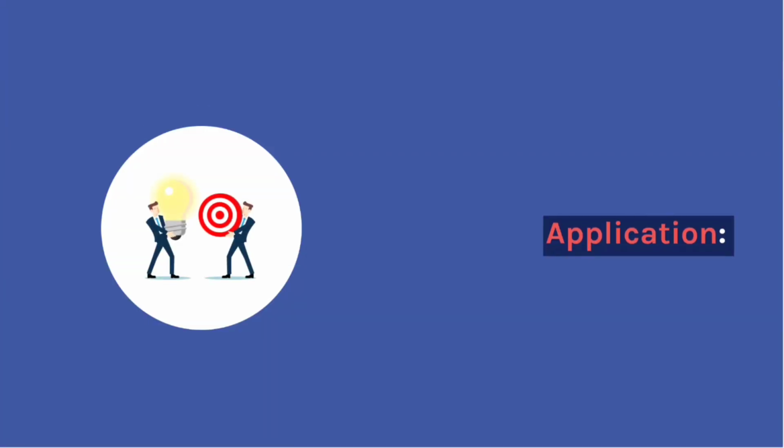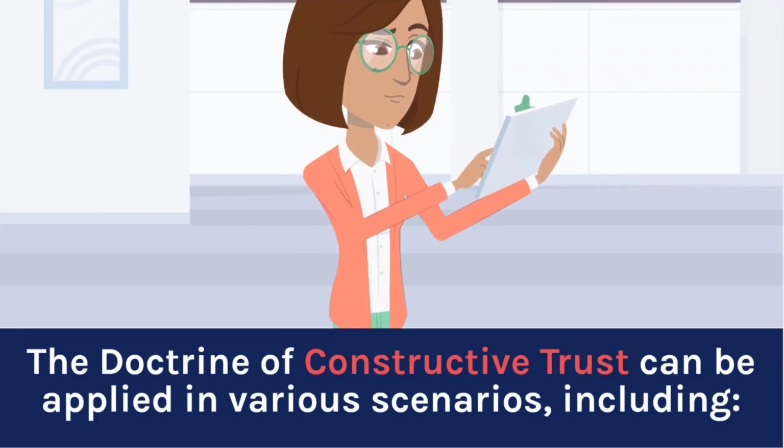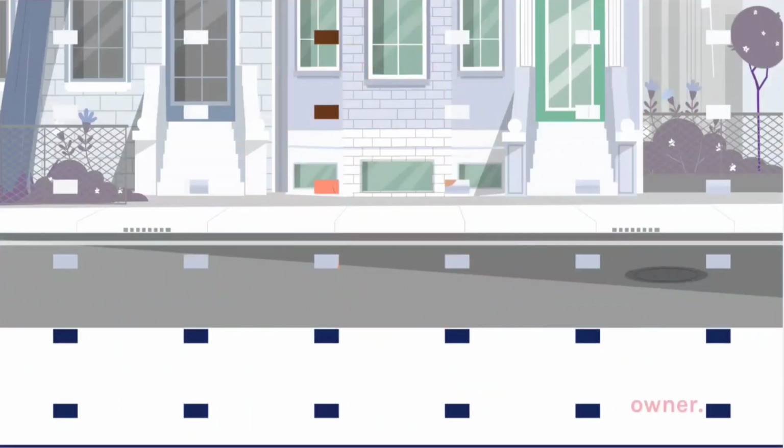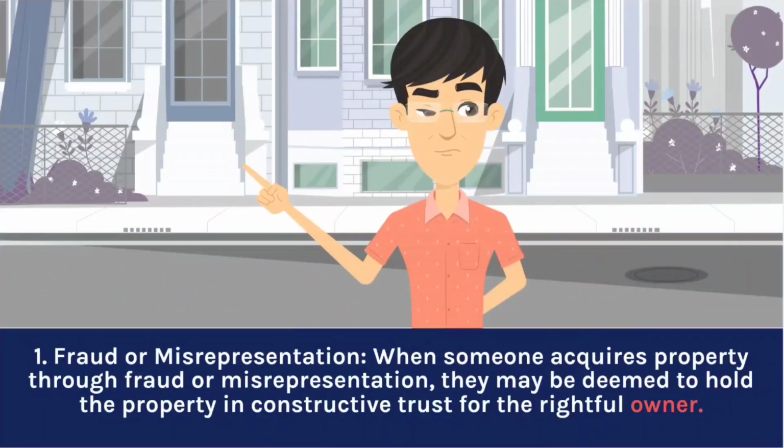Application. The doctrine of constructive trust can be applied in various scenarios, including: 1. Fraud or misrepresentation. When someone acquires property through fraud or misrepresentation, they may be deemed to hold the property in constructive trust for the rightful owner.